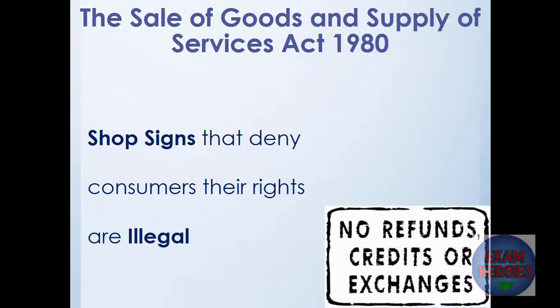Shop signs that deny consumers their rights are illegal. This is under the Sale of Goods and Supply of Services Act 1980. So a shop that says no refunds, credits or exchanges, this is against the law except in the exception where something is clearly on sale or is clearly damaged, and they've said, well, because this shirt is torn here at the collar, there's €20 off it. In that case they can say that there are no refunds available for this because they've clearly said the reason why, that it's not of merchantable quality, and for that reason the price is reduced.